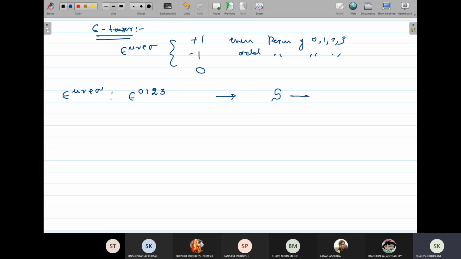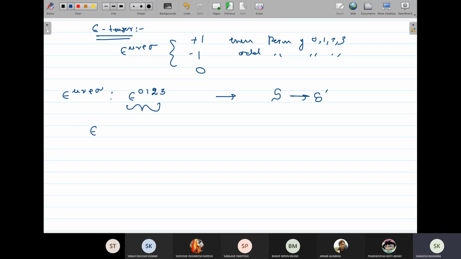Now I transform this frame to S prime. How are these components going to transform? That is the question. Or in general, how is this epsilon tensor going to transform under Lorentz transformation? One needs to show that it is actually a tensor. How is this tensor going to transform?